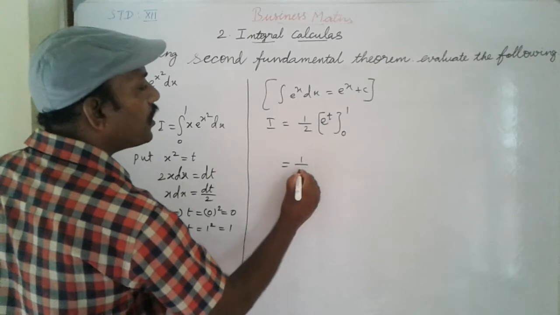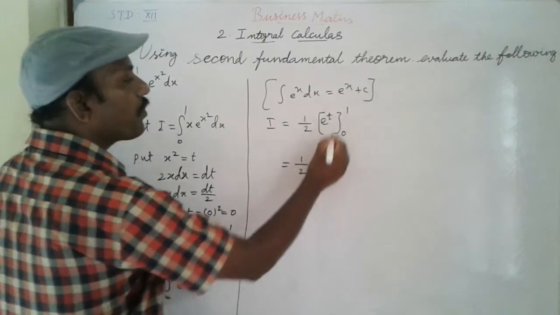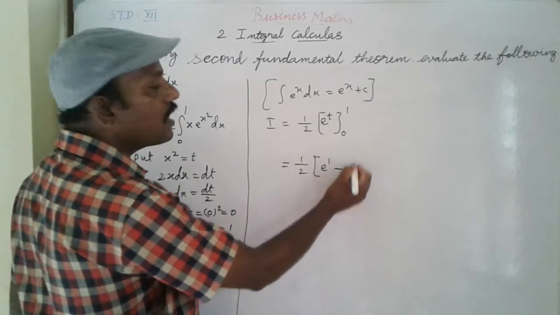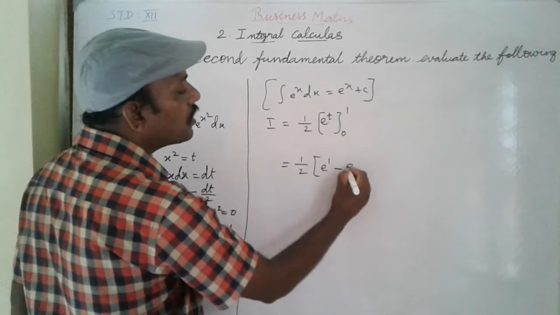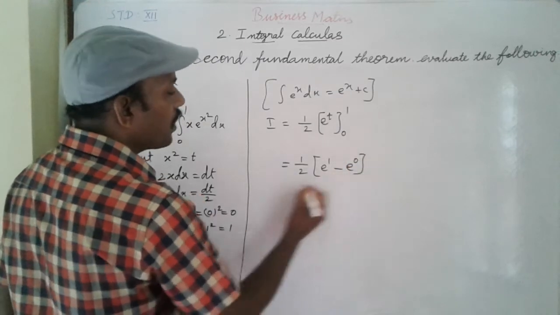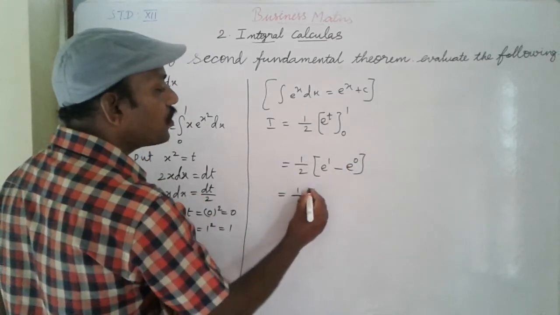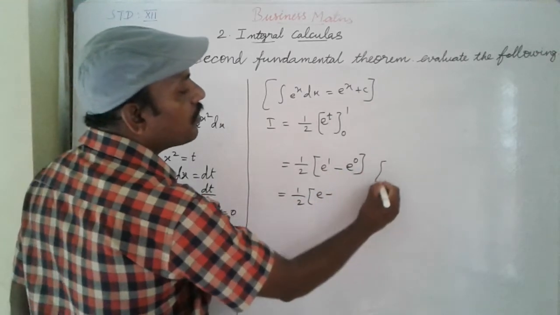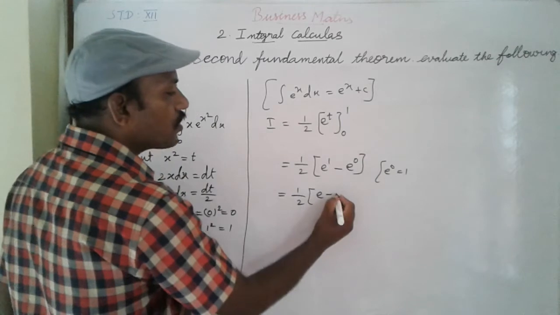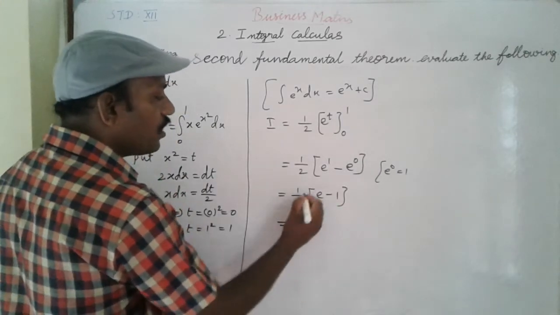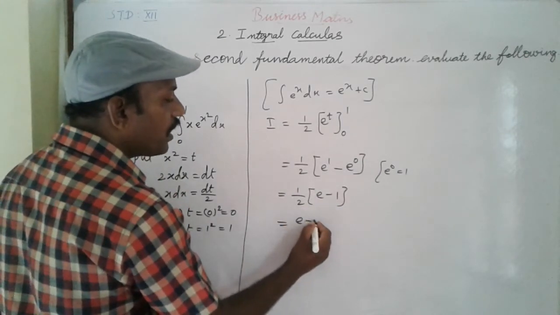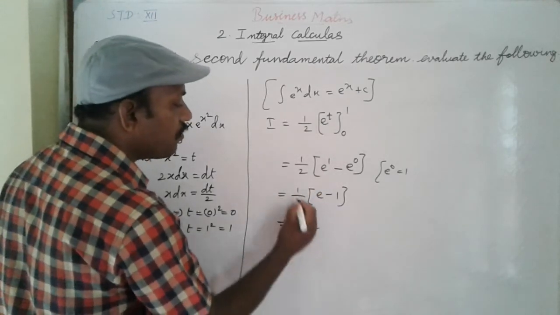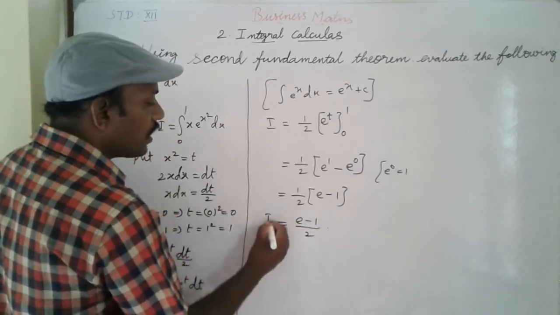That is equal to 1 by 2. Substituting the limits: t is 1, so e power 1, minus e power t with value 0, that is e power 0. That is equal to 1 by 2 into e power 1, which is e, minus e power 0. We know that e power 0 equals 1. So 1 by 2 into e minus 1, that is e minus 1 divided by 2. That's the answer.